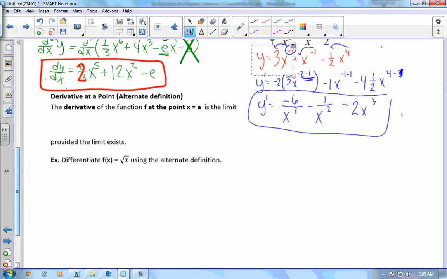Okay, so the derivative of the function f at a point x equals a is the limit. This is just an alternative way to see the same thing. F prime of a equals the limit as x approaches a. I want you to look at what's the difference between this definition and the definition on the front page.